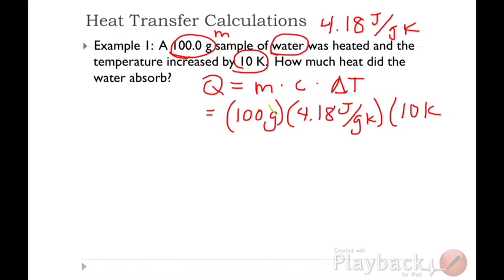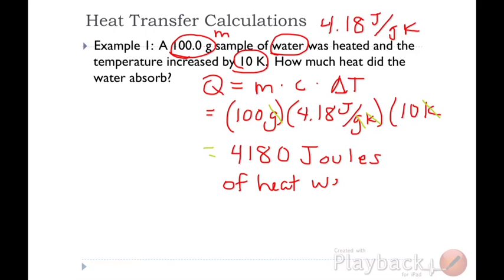It's important that you see that we can cancel the units of Kelvin and grams so that the units on our answer will be joules, and that's our unit of heat energy. So our answer for this problem is 4,180 joules because we multiplied 100 times 4.18 times 10. So 4,180 joules of heat were absorbed.